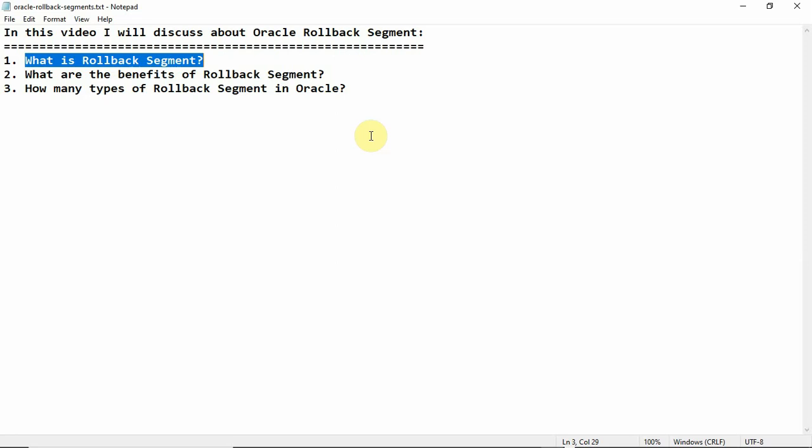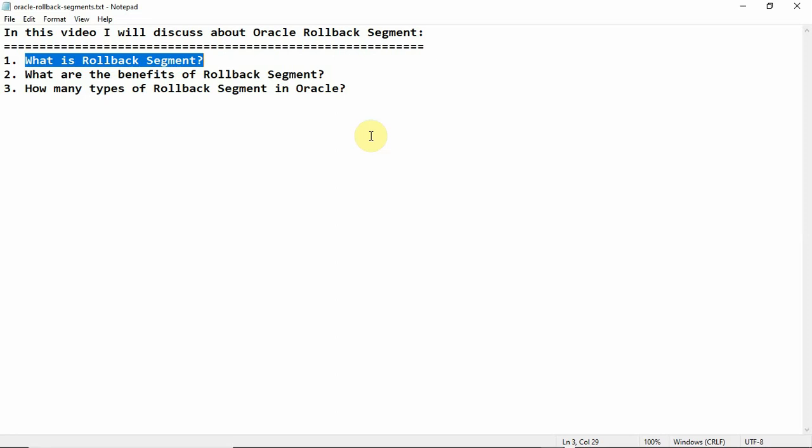There may be many transactions happening at the same time. So when a user performs some transaction and it is not committed, this uncommitted data is stored in the rollback segment, and this ensures read consistency. That means other transactions do not see the uncommitted changes. Okay, and these are the three benefits.